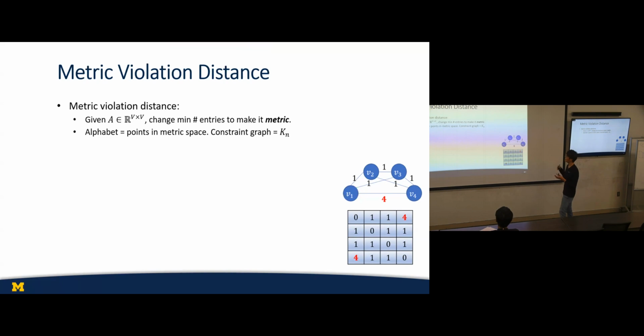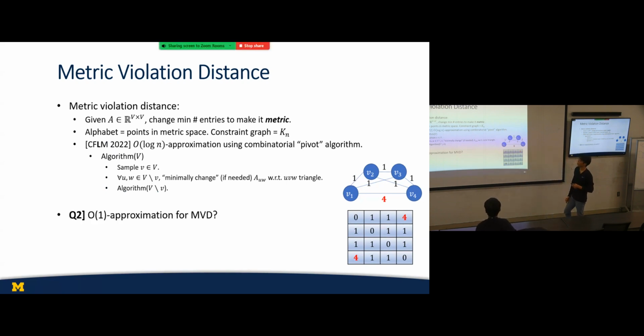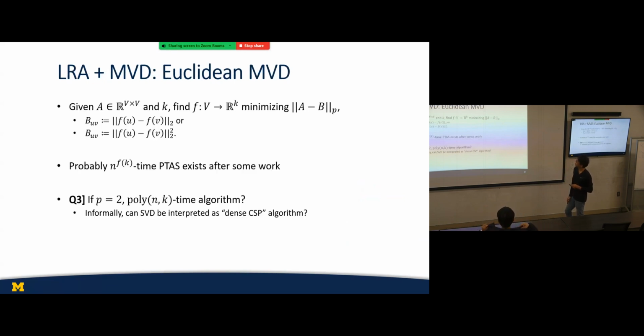One can still interpret it as a complete CSP, where the alphabet has become more abstract, just points in the metric space. But you still have a complete CSP because we still have a constraint between every pair. And we gave a log-n approximation using again the combinatorial pivot algorithm. You sample a uniform vertex P, do something, and then recurse with the rest of the instance. Getting a constant factor approximation is still open. And there are some other results.